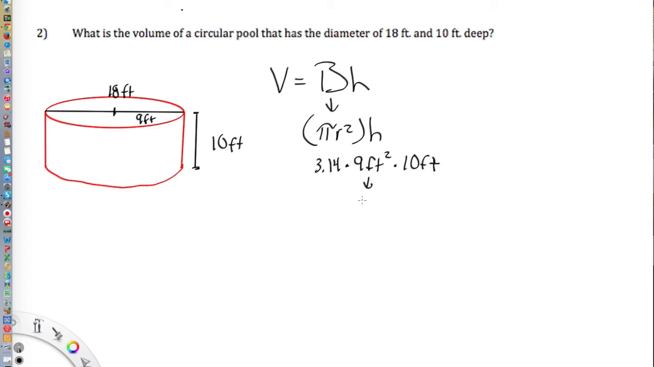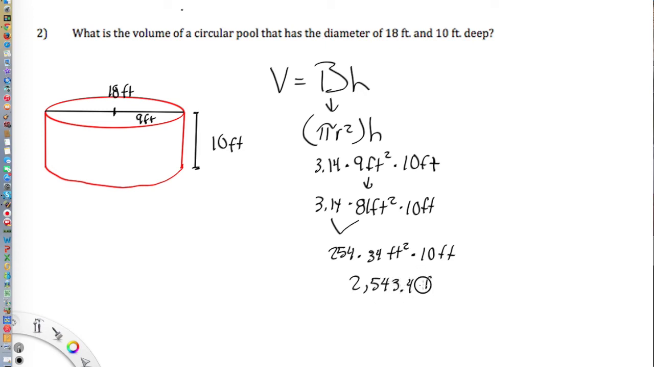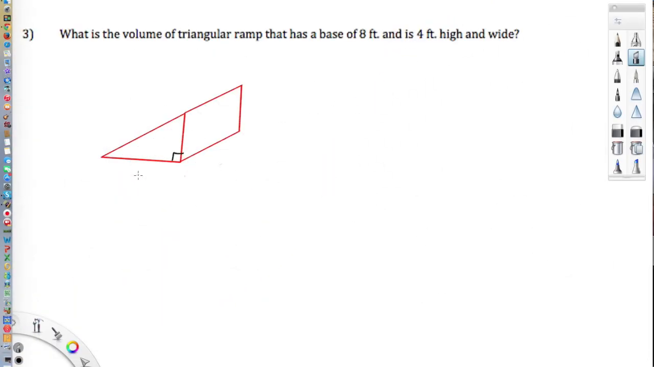9 feet times 9 feet is going to be 81 feet squared. Then my next step is to multiply 3.14 times 81, which will give me 254.34 square feet times 10 feet, which will give me 2,543.4 cubic feet. And that is my final answer. Okay, let's look at number 3.